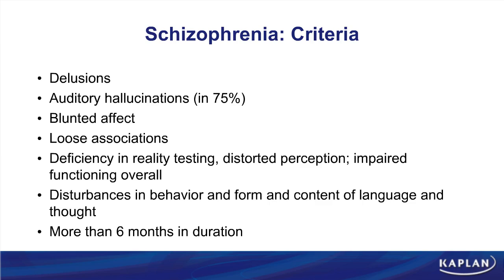This is one of the disorders where it is much harder for the patients to return to what is called the premorbid level of functioning, as you typically find in patients who have depression or anxiety disorders. This is also a disturbance in your behavior and form and content of thought. What is the hallmark of schizophrenia is that you have to have the symptoms more than 6 months.